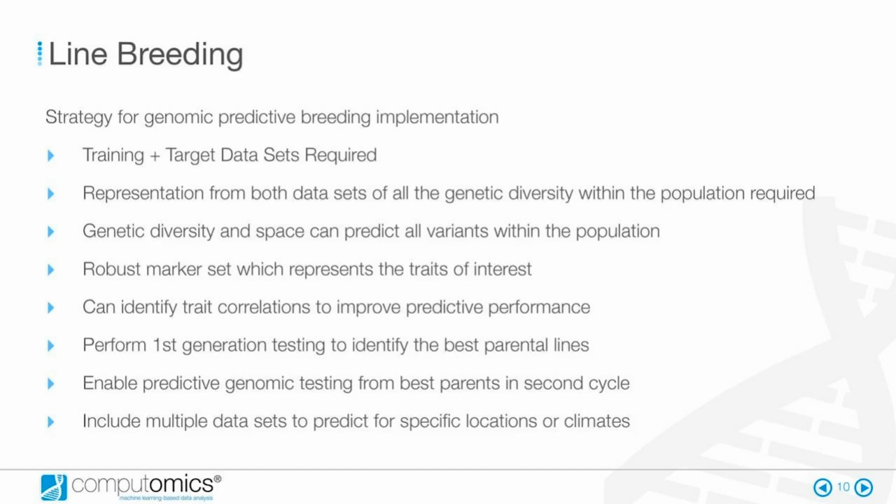A robust marker set is required that represents the desired traits of interest. The data set needs to have good marker representation that needs to interpret the trait. This is especially significant for complex polygenic traits like yield, as yield is governed by dozens of genes. We can also identify trait correlations and use these to improve the predictions.